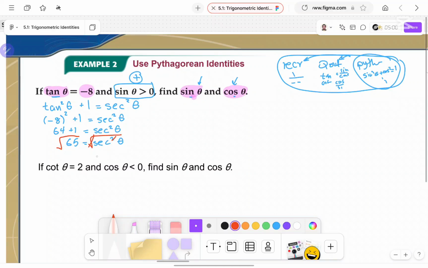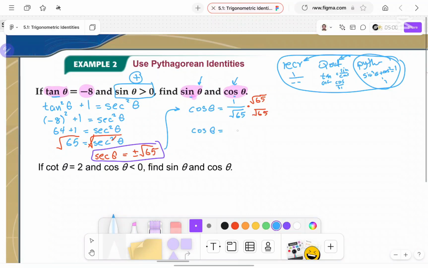So squaring with a square root, secant theta is equal to positive or negative square root of 65. From this, I can know that because it's reciprocal, cosine theta is equal to 1 over square root of 65. I can't have a square root in the denominator, so let's multiply by square root of 65 on top and bottom. Now if you need to simplify, cosine theta is equal to square root of 65 over 65. So this is the answer.